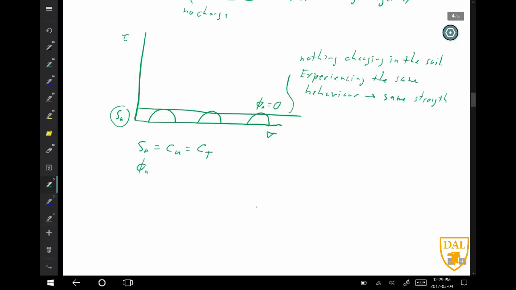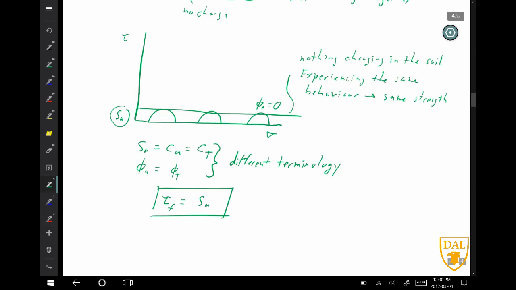Okay, and the other parameter, some people use phi u or phi t. So there's different terminology that can be used. The most important thing to remember is that the shear strength is equal to the undrained shear strength. That is the bottom line.